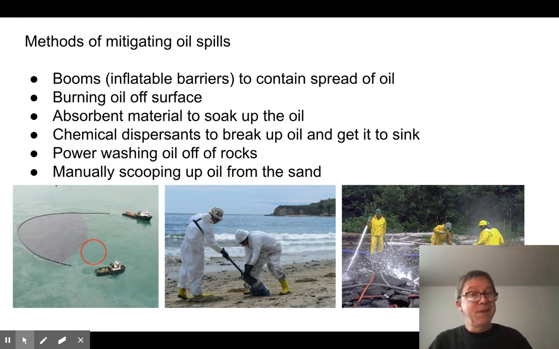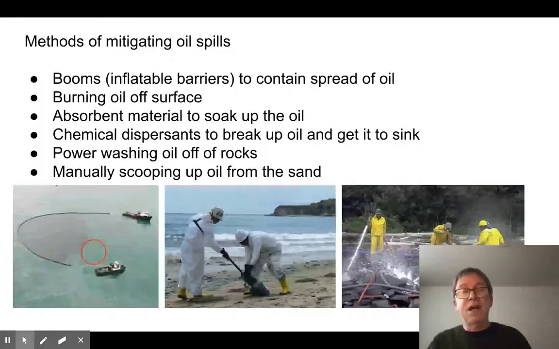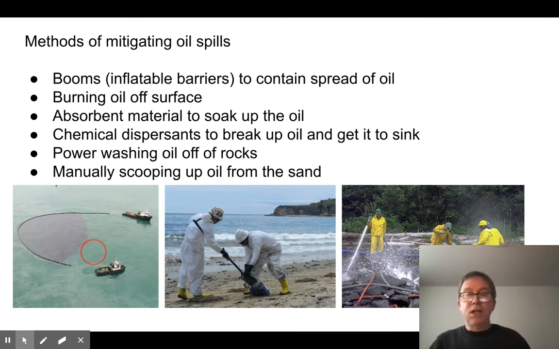So that's one way. Sometimes they just burn it. If it's got a lot of very volatile fractions in it, what we call light crude oil, and it hasn't had too much emulsification in the water, you can just burn it. Sometimes they put absorbent materials on top of it that soak it up. Different types of plant fibers, whatever. It will soak in the oil, and they can just gather that up. Sometimes they actually put a chemical on it. It's called a chemical dispersant. This is a little bit controversial, but it definitely solves the immediate problem.